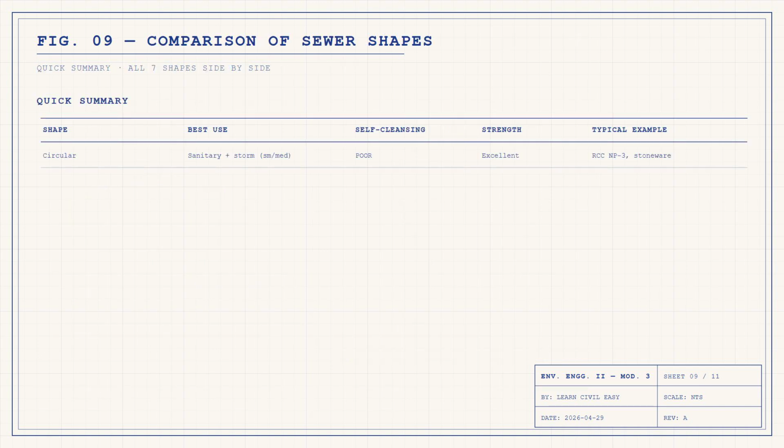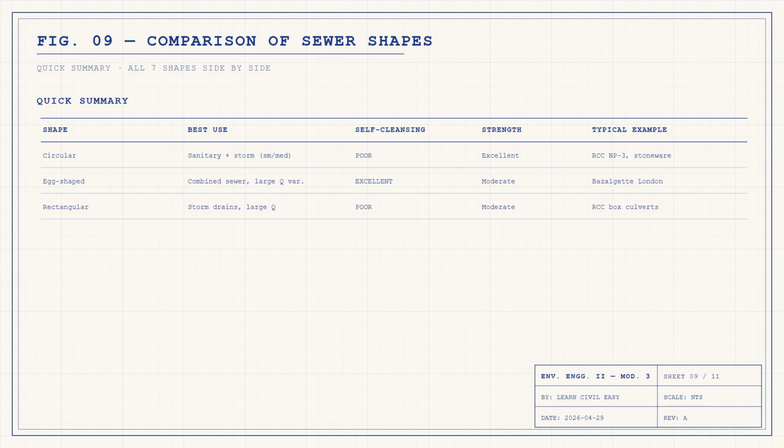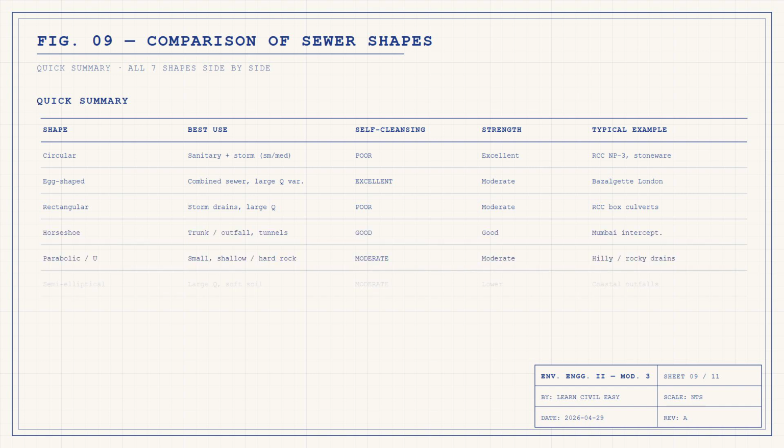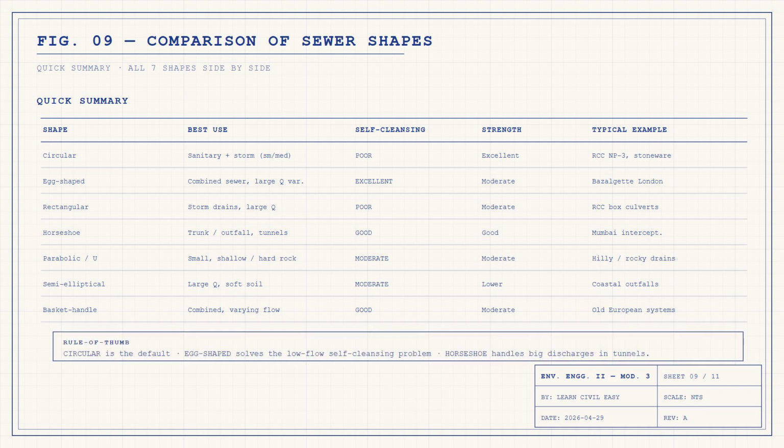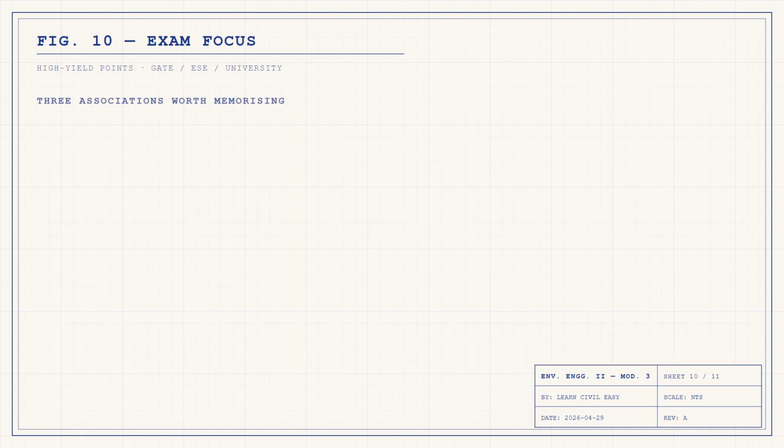Let us compare them side by side. The circle is best for small to medium sanitary and storm flow. Excellent strength but poor self-cleansing at low flow. The egg shape is best for combined sewers with large flow variation, excellent self-cleansing, only moderate strength. The rectangle suits large storm drains. The horseshoe wins for deep trunk sewers and tunnels. Parabolic and U shapes are for small, shallow, or rocky installations. Semi-elliptical handles large discharge in soft soil. Basket handle is for varying flow.